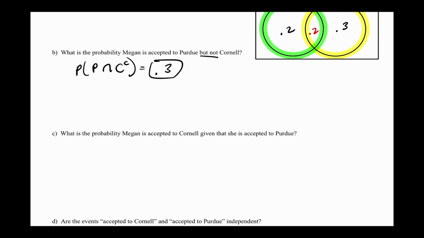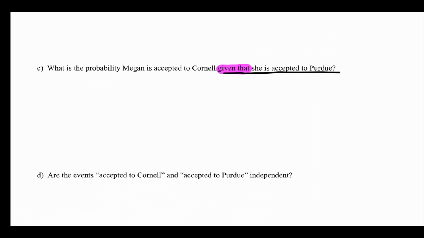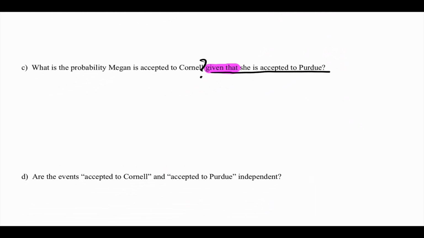Given that. That's the part you should be highlighting, underlining, whatever you need to do to show that, hey, that's the thing that already happened. In other words, this is the question here. What is the probability of Cornell? That's what they're asking. Given that it's already happened, Purdue's already in, she's already in. So when you see given that, you're going to use the general multiplication rule.